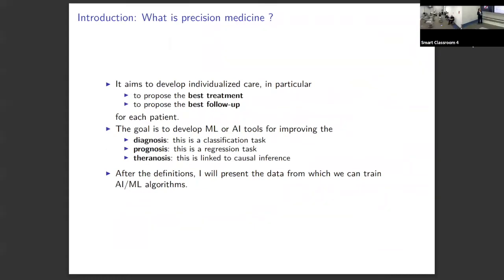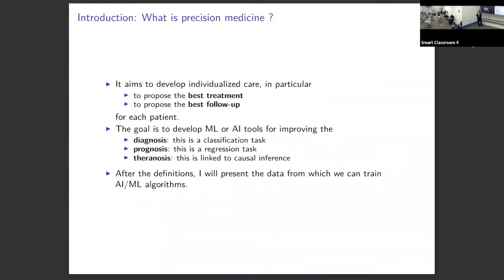Most of my work is dedicated to precision medicine. So what do you want to do in precision medicine? You want to develop individualized care. In particular, you want to provide the best treatment and the best follow-up to each patient. So where ML or AI is coming into the picture is because when you want to develop a diagnosis tool, you have a classification task. When you want to develop a prognosis tool, you have a regression task. And when you want to develop, I will come again on this part later, a diagnostic, this is linked to causal inference. Okay, so all that precision medicine creation is really linked to machine learning and AI algorithms.